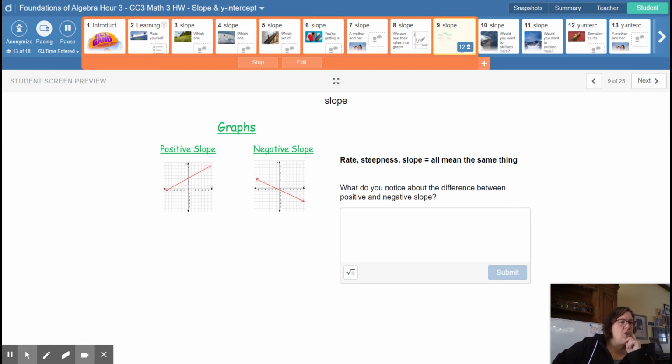All right, so when we talk about slope, rate, steepness, and slope all mean the same thing. So notice I've got a graph here on this page that shows you both a positive slope and a negative slope. Take a moment and tell me what's one observation you see between those two graphs.